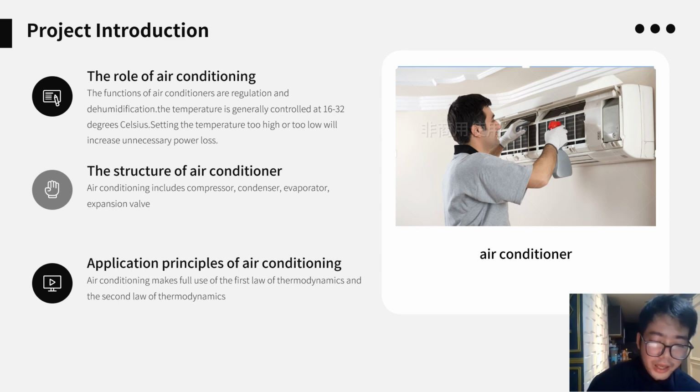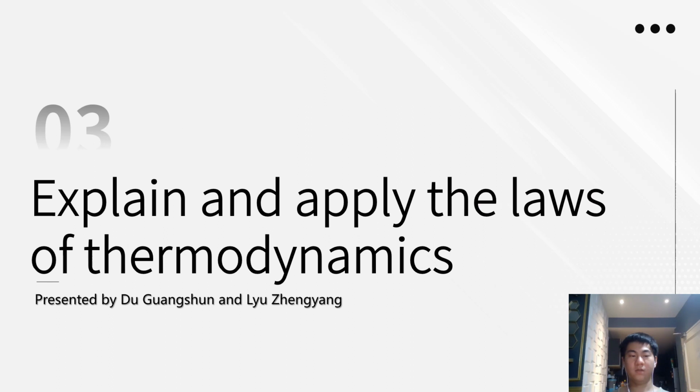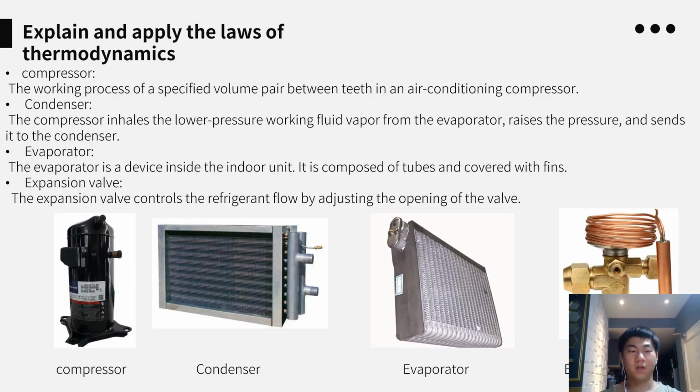The air conditioner is the main tool for indoor temperature regulation. Its working principle makes full use of the first law and the second law of thermodynamics. Let's take the air conditioner as an example and explore how it applies these two laws. The third part is explaining and applying the laws of thermodynamics. I will introduce a few important parts.